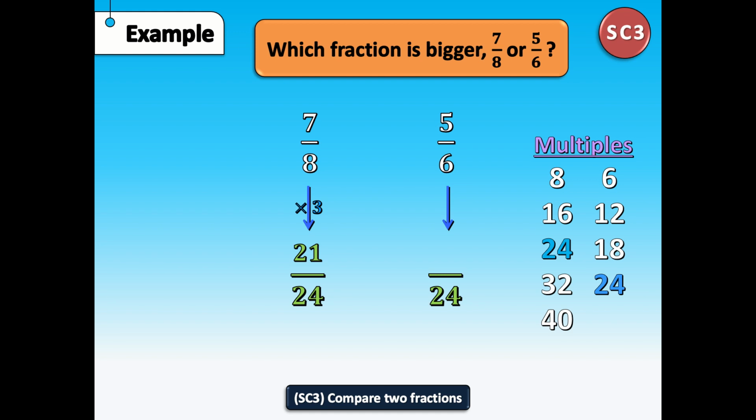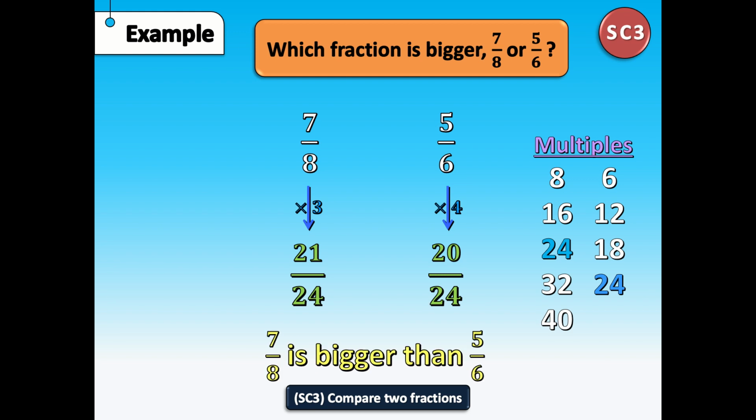On the second fraction, what have I times 6 by to make 24? I've times it by 4. So I need to do 5 times 4 as well. And now I can see that 21 over 24 is a bigger number than 20 over 24. So 7/8 is bigger than 5/6.